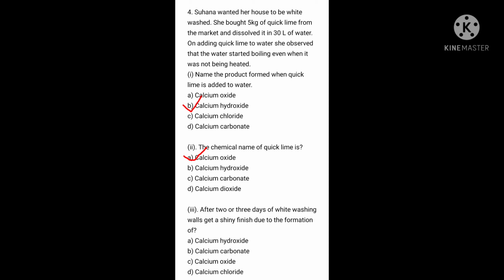Third question. After 2 or 3 days of whitewashing, walls get a shiny finish due to the formation of option A, calcium hydroxide. B, calcium carbonate. C, calcium oxide. D, calcium chloride. The answer is option B, calcium carbonate.